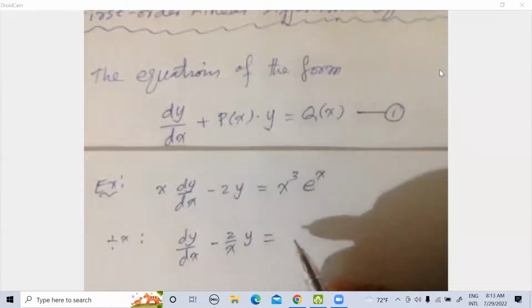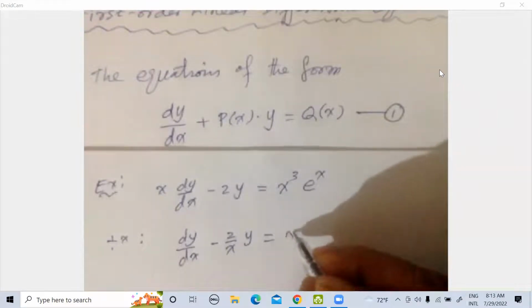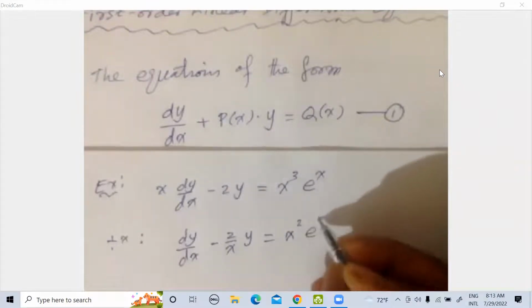What do you get? Just to make sure that you are following. x squared e to the x. Very good. x squared e to the x.